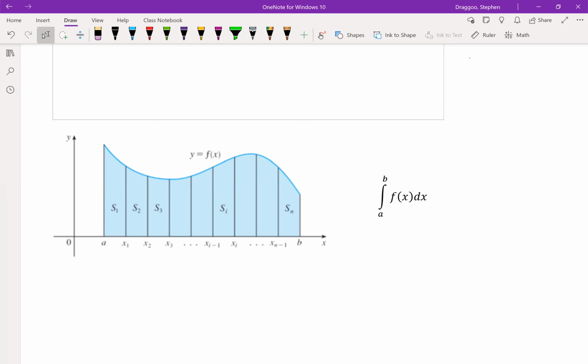We define some distance in between each of those x values. We call that delta x. And then that becomes the width of those rectangles. When we take a limit of that delta x, it's going to ultimately end up becoming dx. And it gives us the familiar result that the area under this curve should be the integral from a to b of f of x dx. So if dx is the limit of that delta x, that means that dx is going to be an infinitesimal change in the x direction.